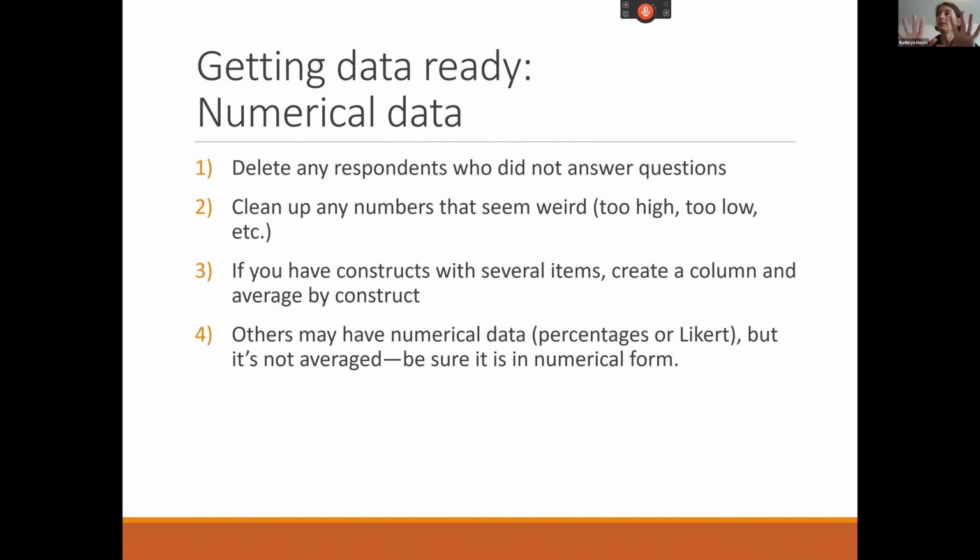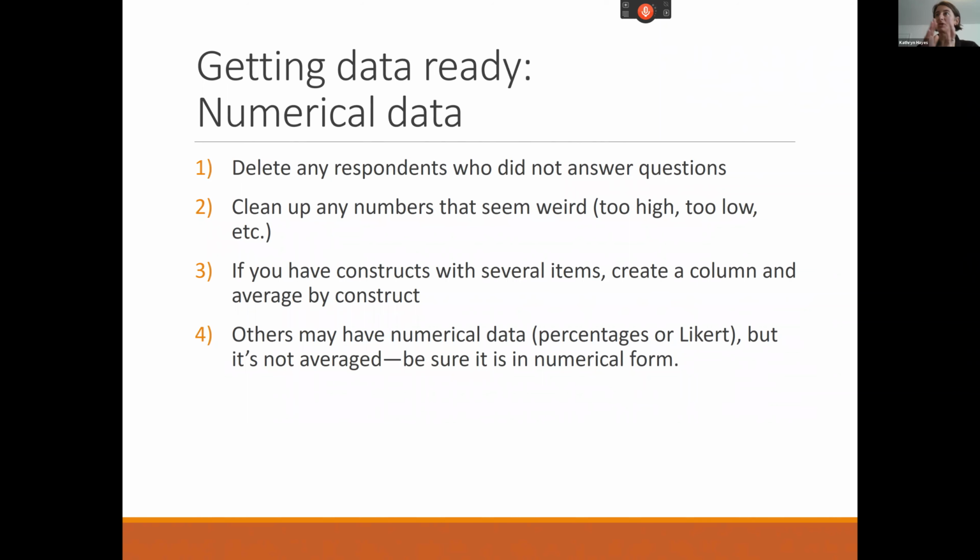Once you get all of your data into that kind of table in Excel, you want to delete any folks who did not answer the questions. Often I'll get someone who started but didn't answer most of the questions. Clean up any numbers that are problematic, especially in open-ended questions. You may be looking for a number, like how many years have you been a teacher, and they put 24 but write it out, or they put 24 to 26. Then you need to replace it with a number, like 25, if you're going to actually use it as a number.